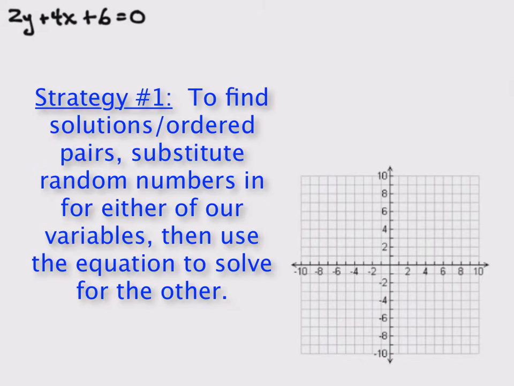Now our first strategy to find solutions or ordered pairs is to just substitute random numbers either for x or for y or for whatever the variables may be, and use the equation to then solve for the other. So either substitute something in for x and then solve for y, and then you have an ordered pair, or substitute something for y and then solve for x to find an ordered pair. Let's try substituting in x equals 2, and then let's try substituting in y equals 5, and let's see what ordered pairs we get.